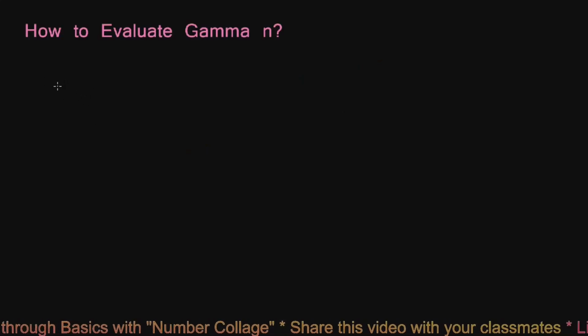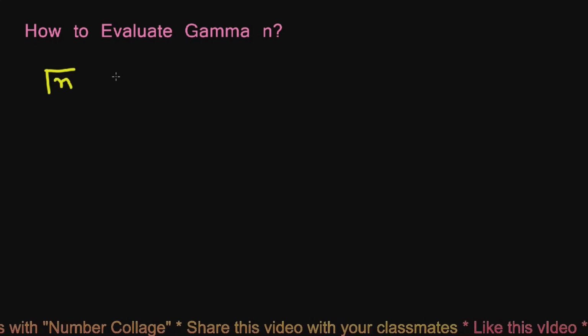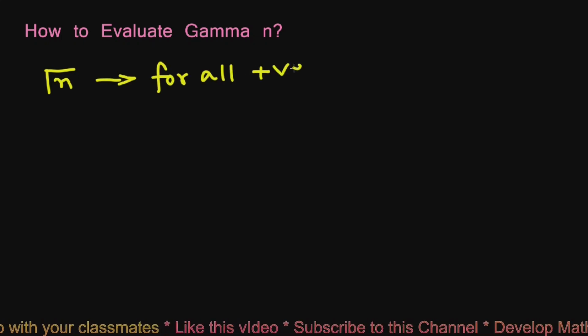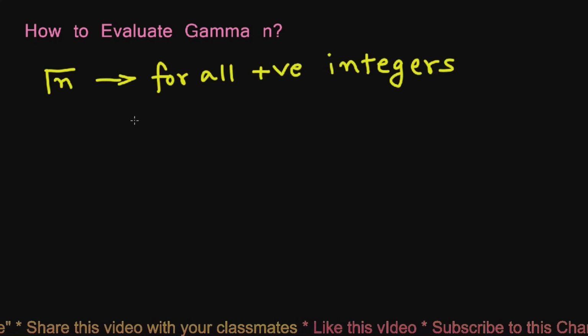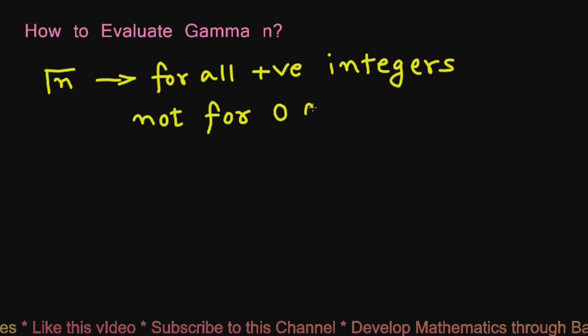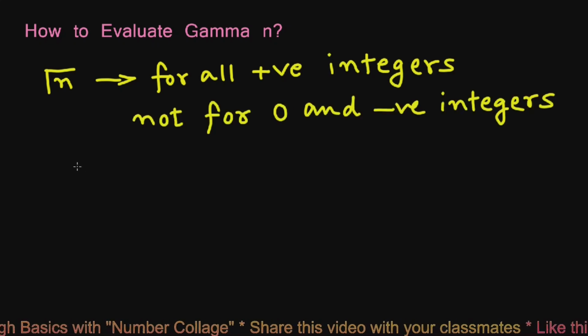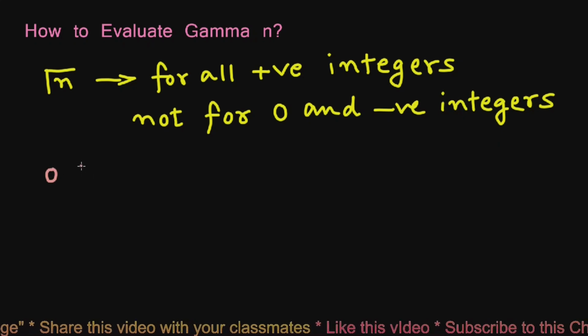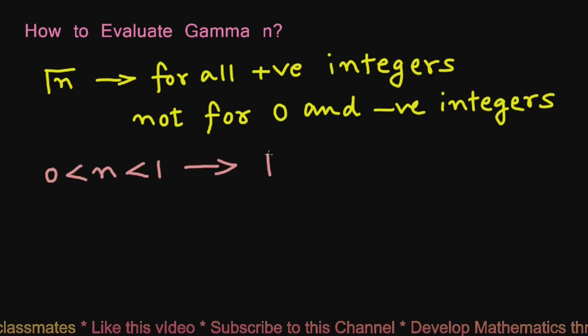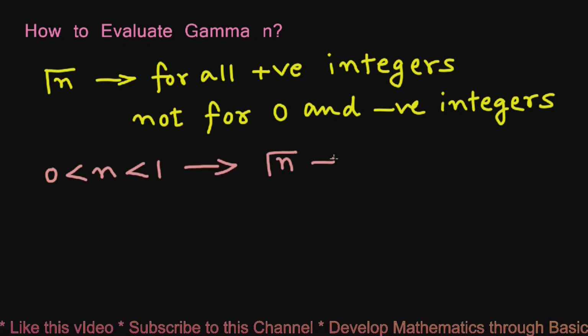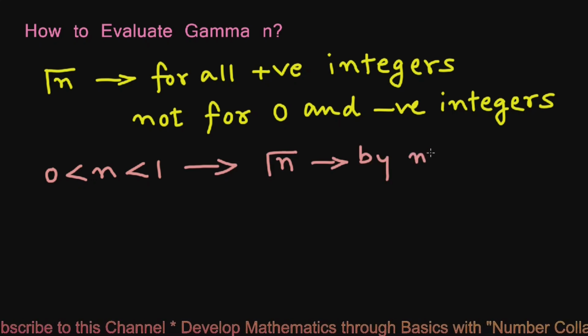So we conclude that gamma n is defined for all positive integers and not for 0 and negative integers. And when n lies between 0 and 1, then gamma n is evaluated by numerical integration.